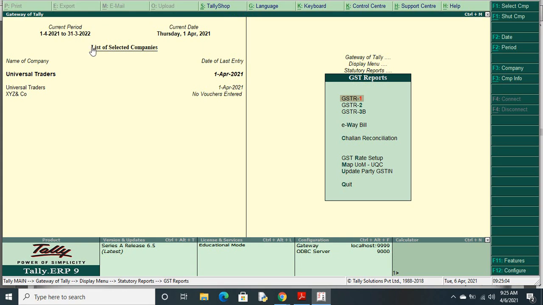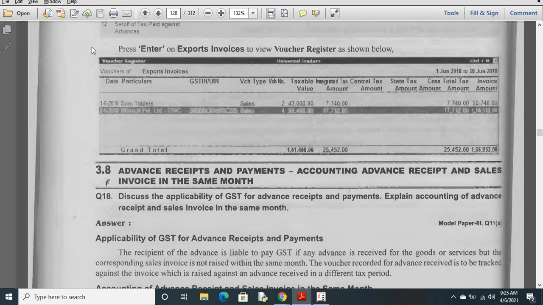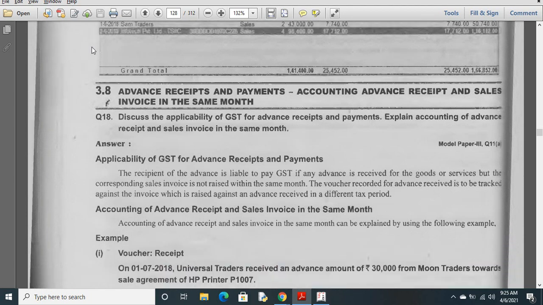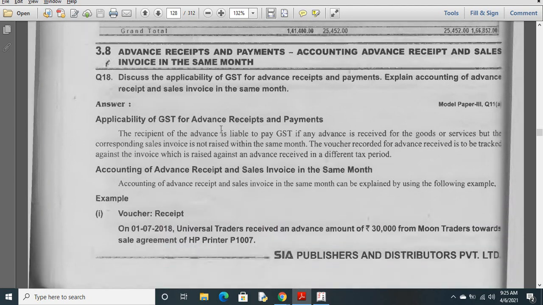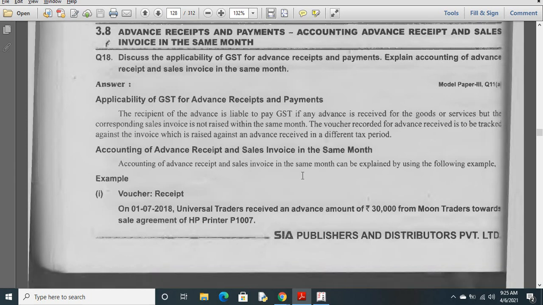So this is about this, and the next topic we have is advance receipts and payments. It is the applicability of GST for advance receipts and payments. The receipt of an advance is liable to pay GST if any advance is received for the goods or services but the corresponding sales invoice is not raised within the same month. The voucher recorded for the advance received is to be tracked against the invoice which is raised against an advance received in a different tax period. Accounting of advance receipts and sales invoices in the same month.